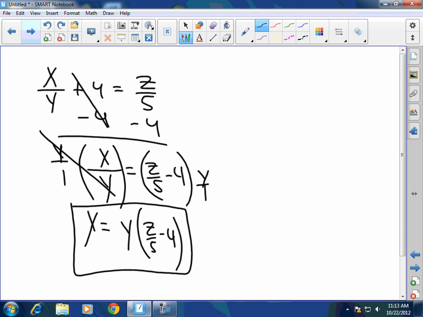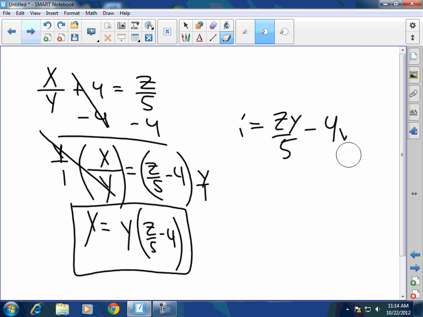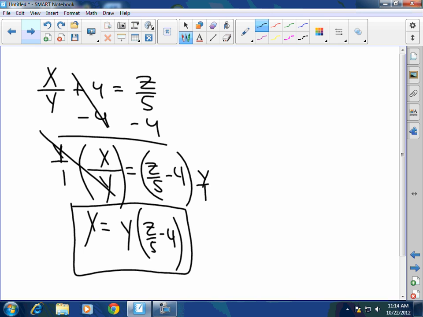Most of you guys left it like this, minus 4. You didn't distribute it correctly. If you were going to distribute, you have to put 4y then. But I taught you that all you had to do was leave it in this format where the x was alone. That was 15.